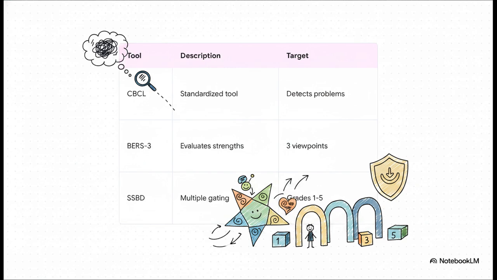Then there's the BERS 3, which I find really fascinating because it evaluates a student's interpersonal and affective strengths rather than just focusing on their deficits. And for the younger crowd, specifically grades 1 through 5, the SSBD uses a multiple gating 3-stage system to catch and support those early learners.